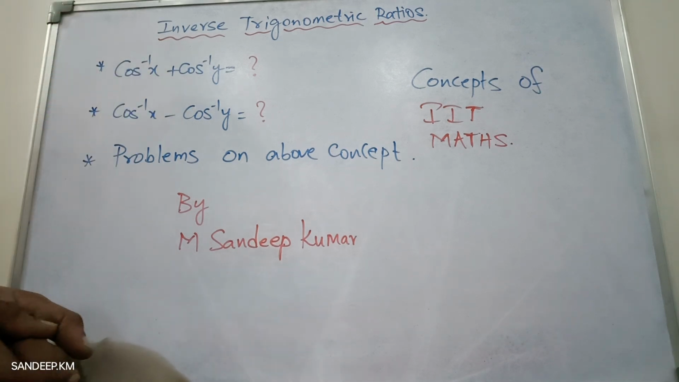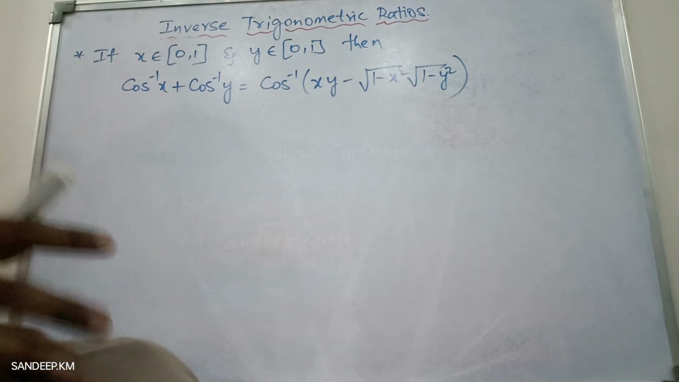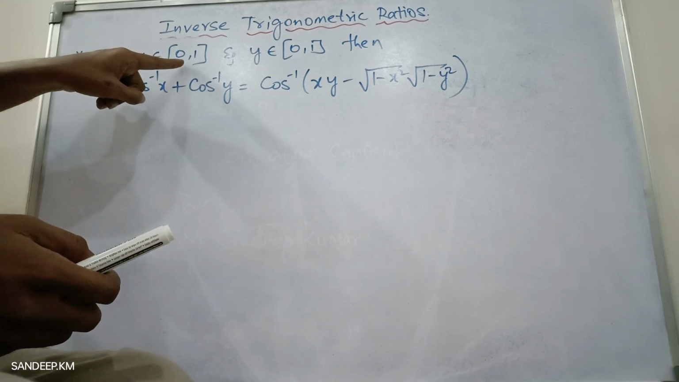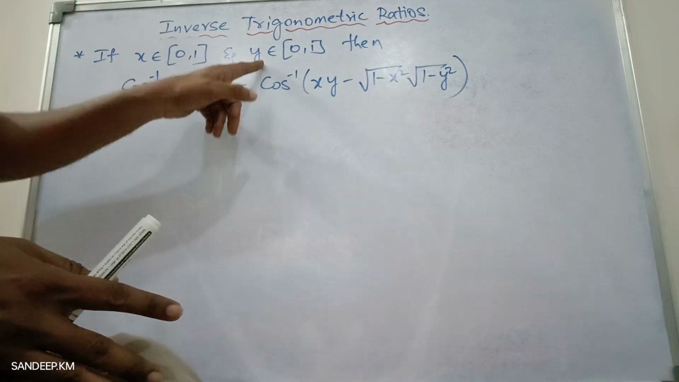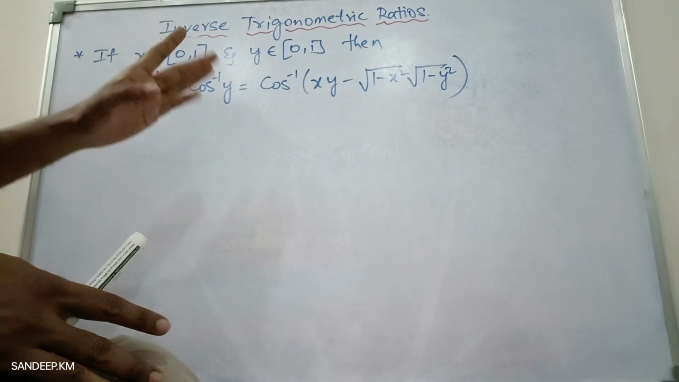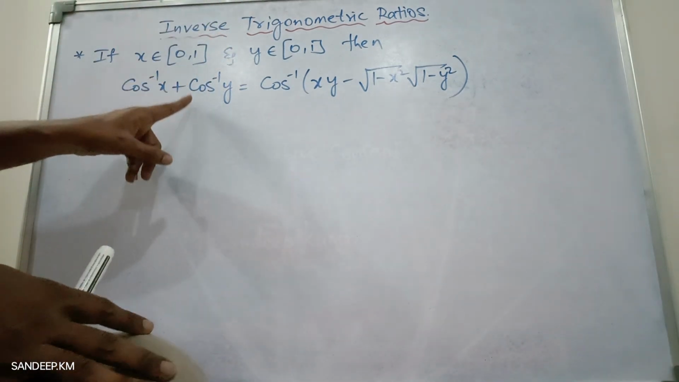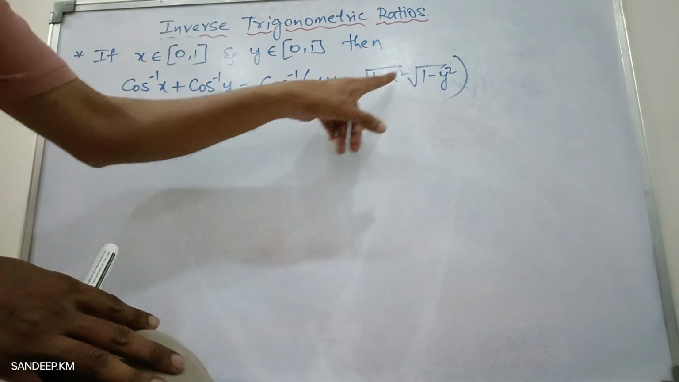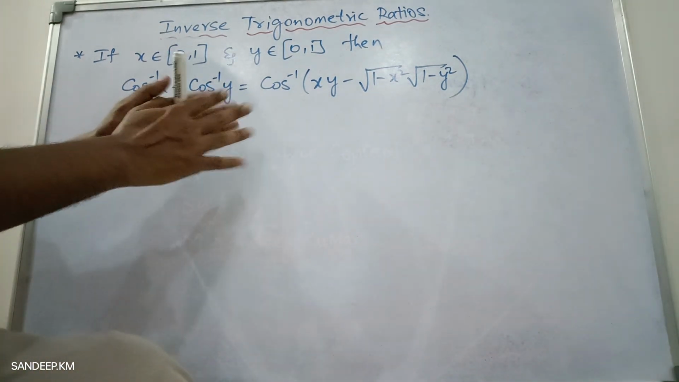What is cos inverse x plus cos inverse y? Conditions are very important while using these properties. If x belongs to closed interval 0, 1 and y belongs to closed interval 0, 1, which means both x and y are numbers between 0 and 1. Okay, so you have to remember this. If x and y are numbers between 0 and 1, then cos inverse x plus cos inverse y has only one formula, which is cos inverse of xy minus root of 1 minus x square into root of 1 minus y square. That's it. No other formula.